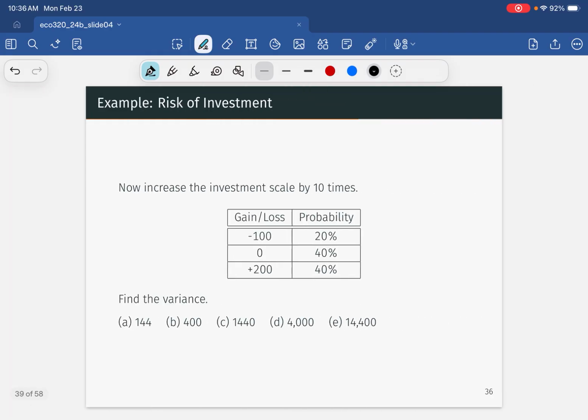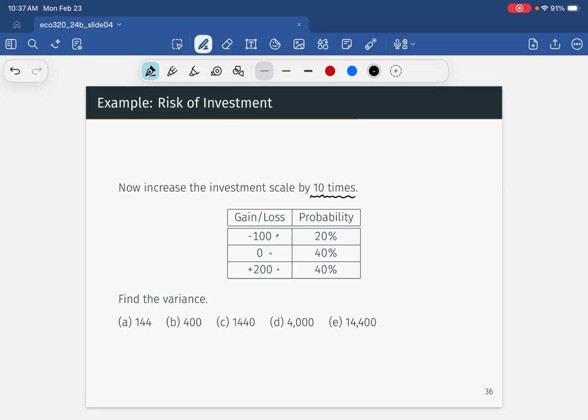So now, let's think about another example. From the original investment, I'm going to just increase my investment by 10 times, right? Previously, the original was minus 10, 0, and plus 20, but because I invest 10 times more, all the gains and losses are also scaled by 10. So minus 100, 0, and plus 200.